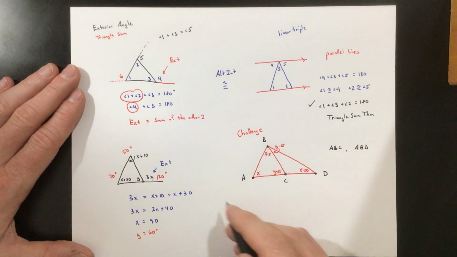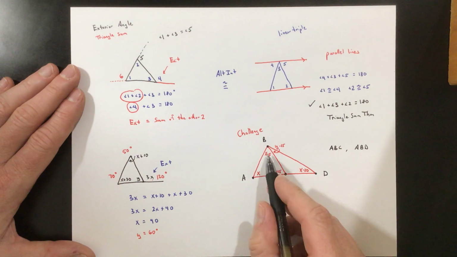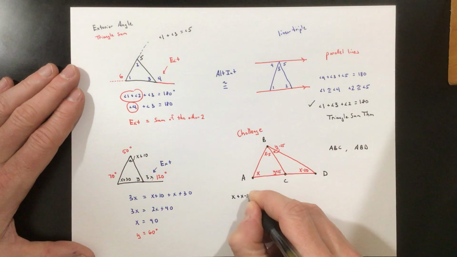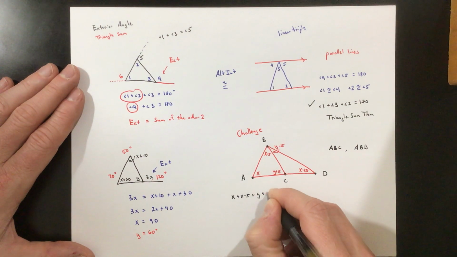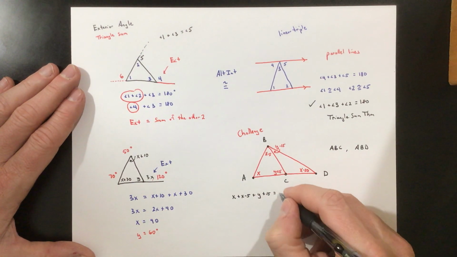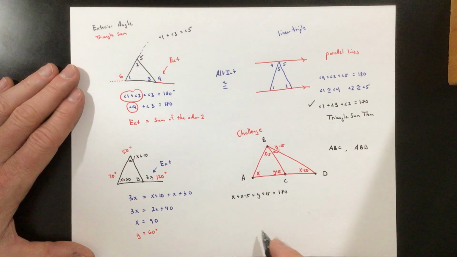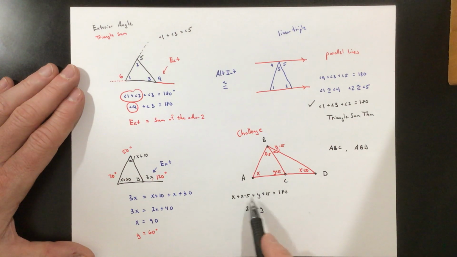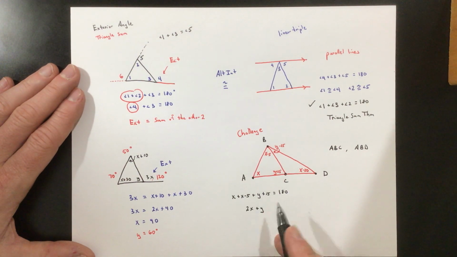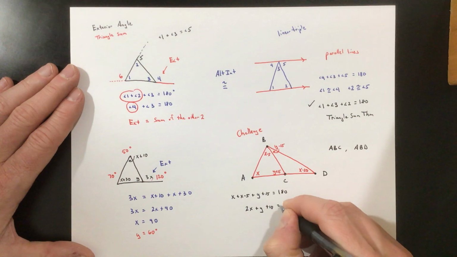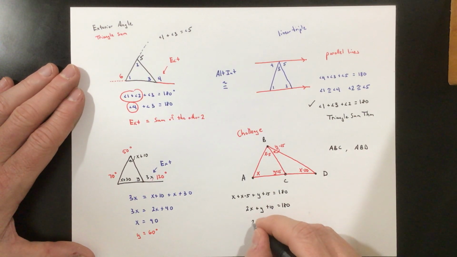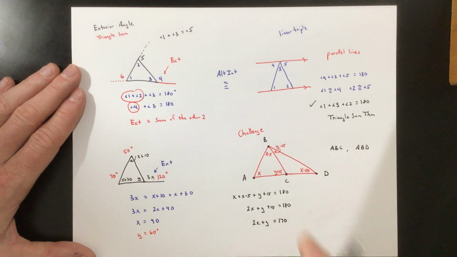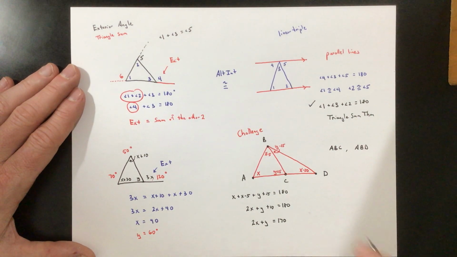Okay, so let's look at triangle ABC first. I know that this angle plus this angle plus this angle equals 180. So then I have x plus x minus 5 plus y plus 15 equals 180 degrees. If I simplify that, that's going to be 2x plus y, and minus 5 and plus 15 is going to be a plus 10. And so then I get 2x plus y equals 170. Okay, so far so good.